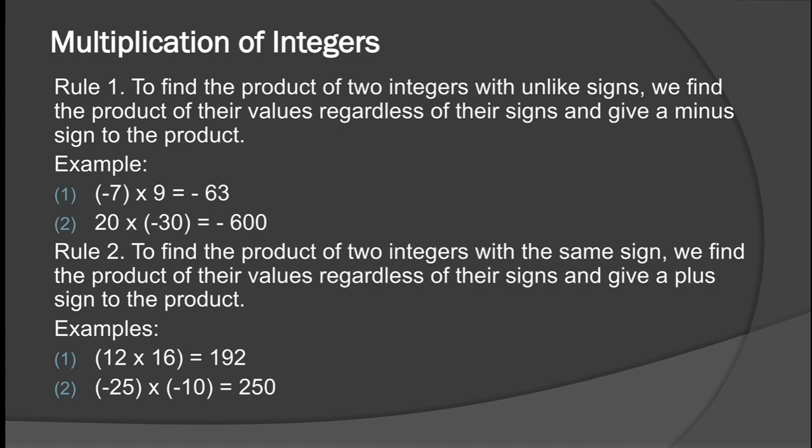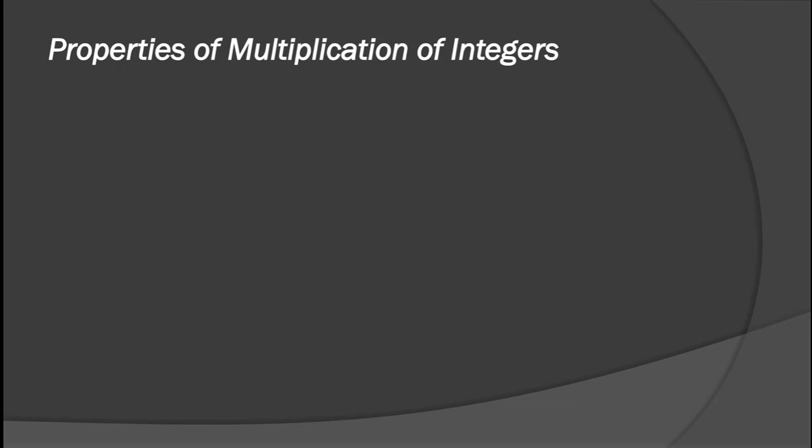In the same way, when we have to multiply minus 25 into minus 10, you can see that again the two integers, minus 25 and minus 10, are both negative, that is, both are of the same sign. So we just multiply their values, that is 25 into 10. After multiplying 25 into 10, we get 250 and the sign will be positive because we are multiplying integers of the same sign. Now we will study some properties of multiplication of integers.